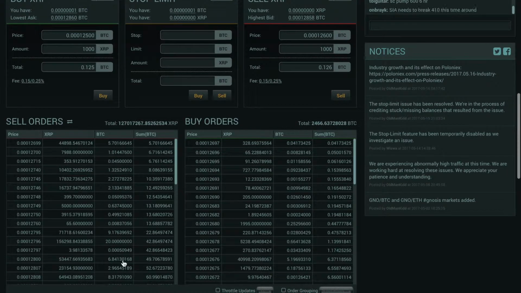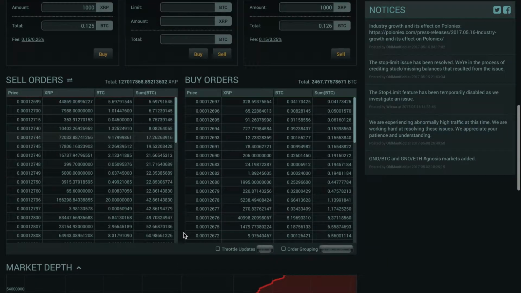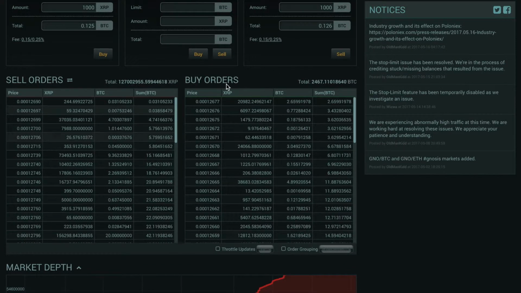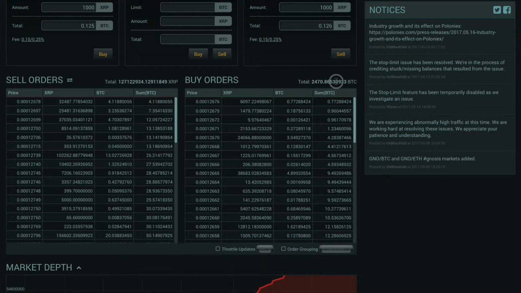The order book shows you all created limit orders. It has two parts, sell orders and buy orders. This number is the total volume of buy orders and this number is the total volume of sell orders.